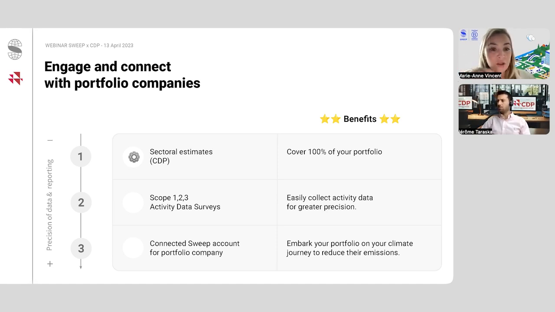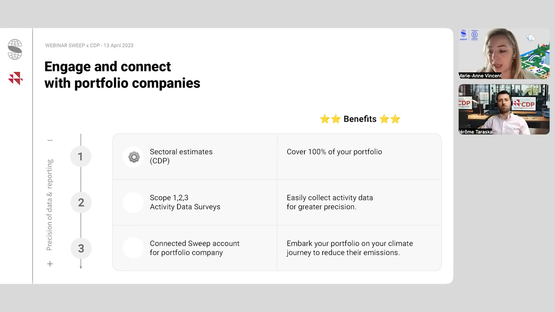The first step to cover 100% of your portfolio was to start with estimates. That's why we have this gold partnership with CDP: to use their work and data to develop the sectoral benchmark, cover all your portfolio, and have a snapshot of your financed emissions. But very quickly, we try to collect more granular data.